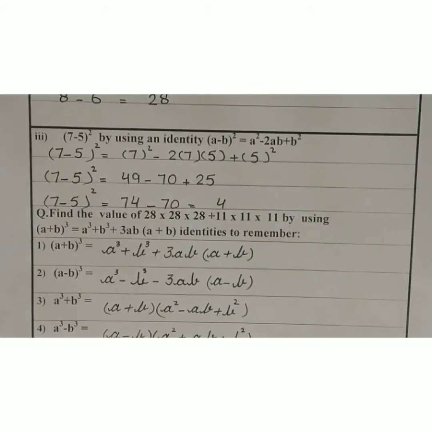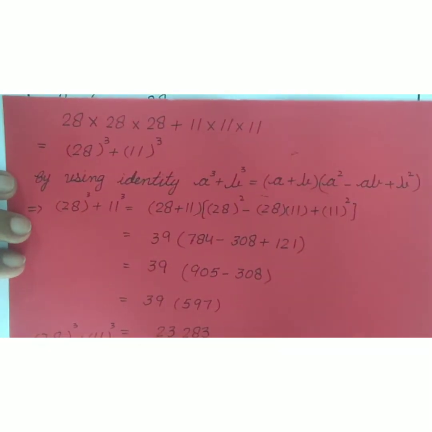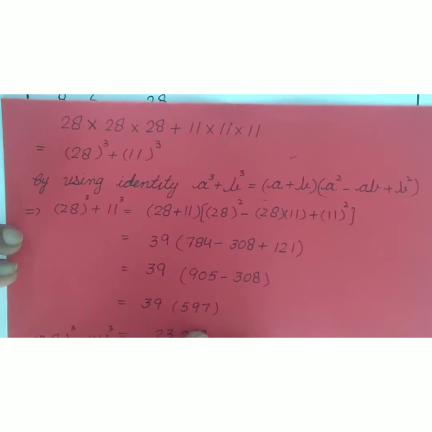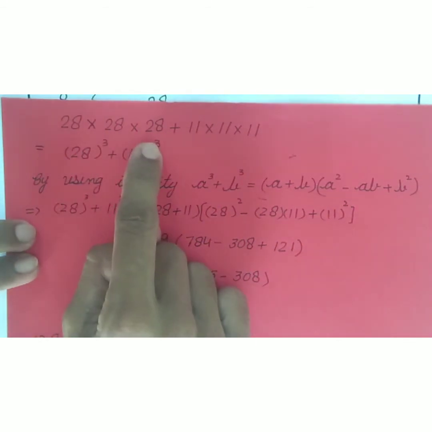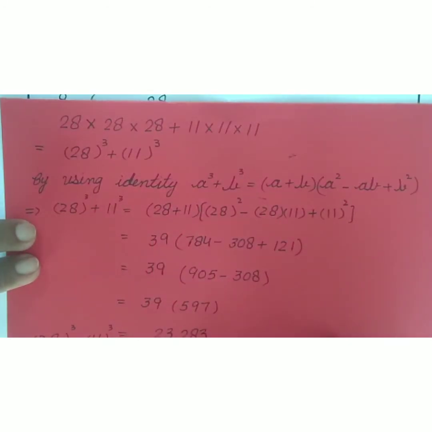Students, to solve this question, take a colored paper, solve this question on the colored paper and paste it on your skill booster pad. Students, see here we have the question: 28 multiplied by 28 multiplied by 28 plus 11 multiplied by 11 multiplied by 11.